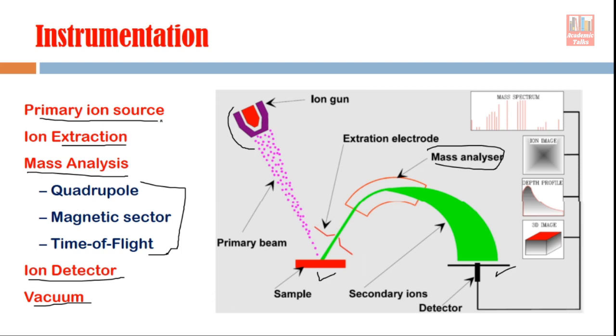Now we will discuss some of these components in more detail. So first we will talk about the primary ion source, what kind of ions can be used as a primary ion source, and we will also discuss this mass analysis technique. So if we talk about the primary ion source, what kind of ion we have to use as a primary ion depends on how much beam current we want and what kind of species we want to detect in the sample. So if we know these things, then we can decide what kind of ion is suitable to perform that particular task.